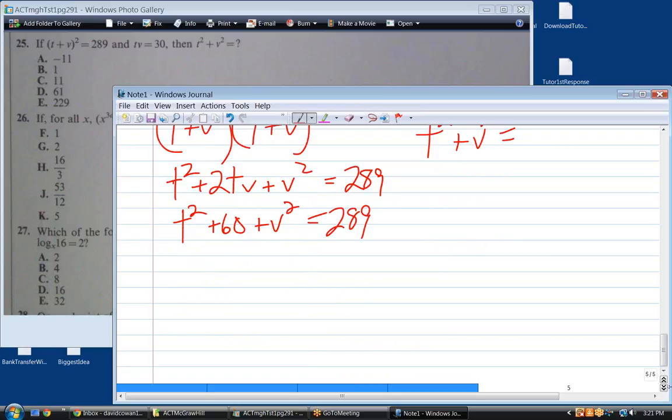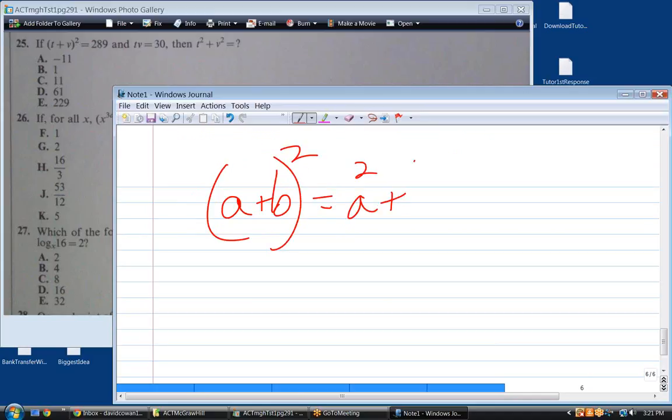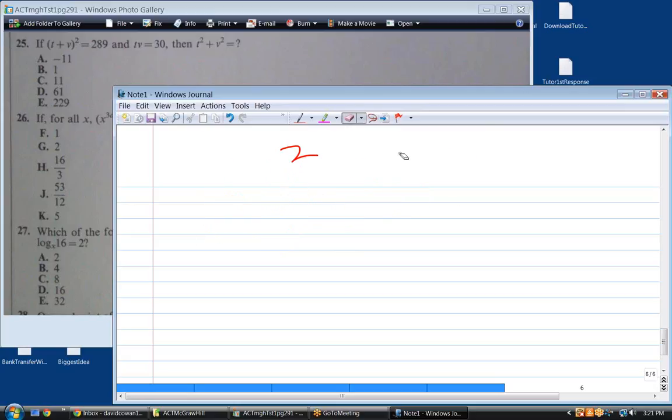Incidentally, the biggest mistake in algebra, that is not true, but that is the number one mistake made in algebra. When you square the quantity (a plus b) squared, you do not get a squared plus b squared. There's a middle term.